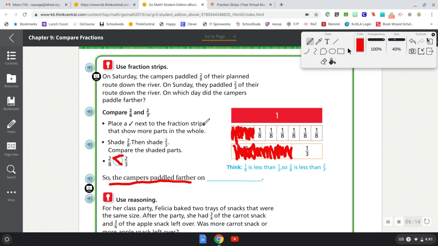Okay, so they paddled further on... You got it. Sunday.